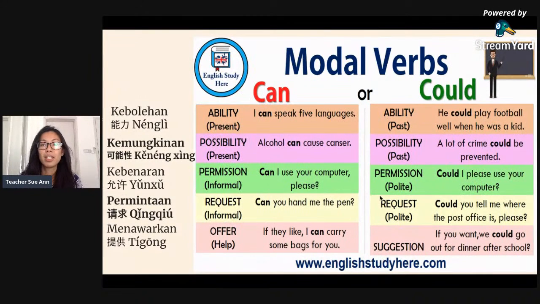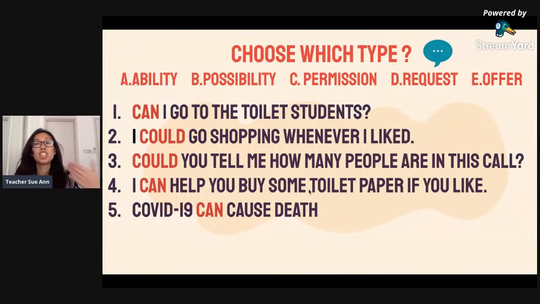Okay. Next, we're going to check how to choose which type. Okay, now you're going to test whether you understand or not. So if you look here, 1, 2, 3, 4, 5, there are 5 questions. Can I go to the toilet, students? What type is it? Is it A, B, C, D, or E? Okay, I could go shopping whenever I like.